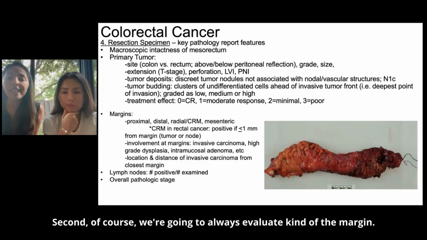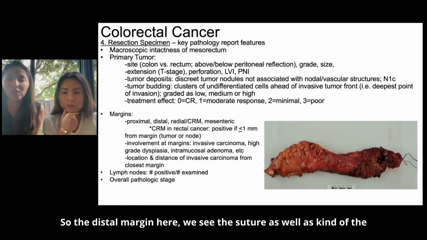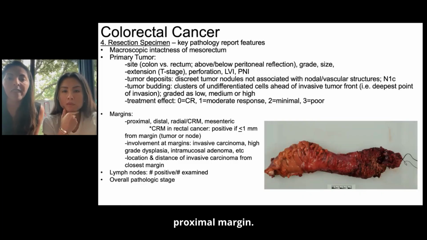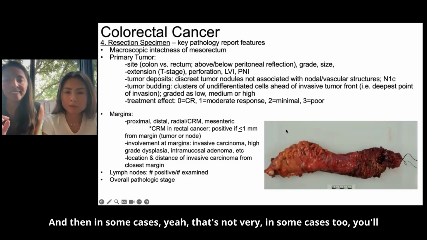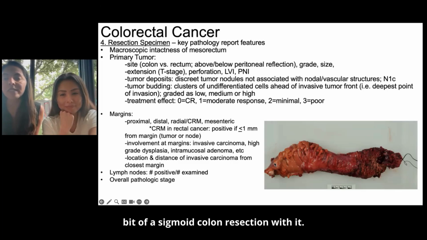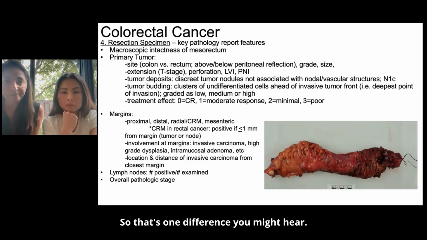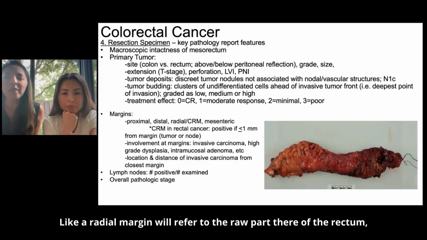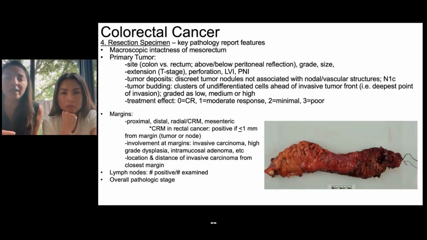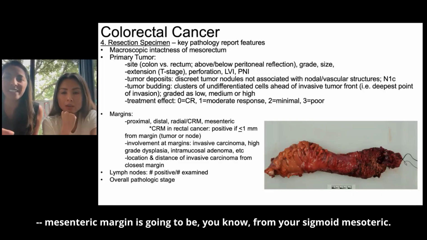Second, of course, we're always going to evaluate the margin. So the distal margin here, we see the suture, as well as the proximal margin. In some cases you'll also receive a little bit of a sigmoid colon resection with it, so we'll look at the mesocolon resection as well as one of those margins. You might hear a radial margin refer to the raw part of the rectum, whereas the mesenteric margin is going to be from your sigmoid mesentery.